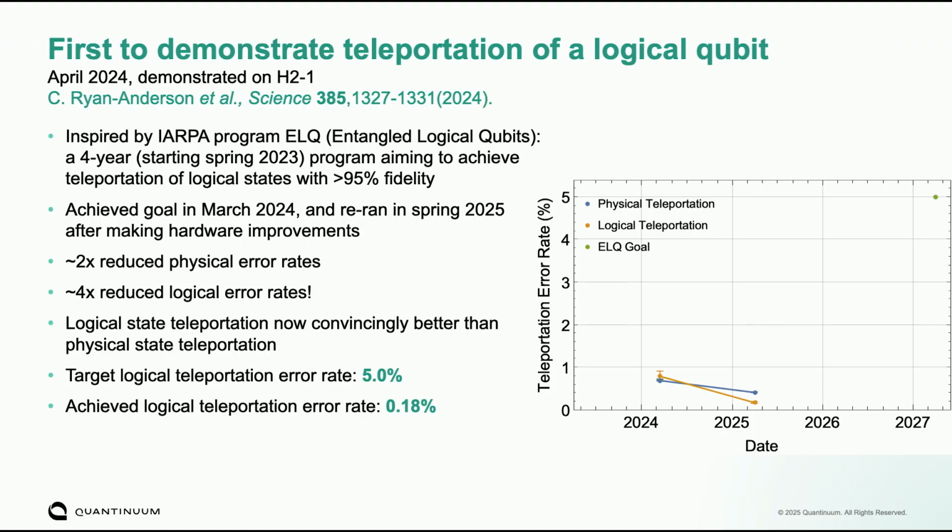And actually, we saw something interesting. We saw that our physical error rates improved by roughly 2 times, but we saw a 4 times improvement in our logical error rates. And additionally now, if you look at that 2025 data point, the orange logical teleportation data is significantly below the physical teleportation error rate. And so now about halfway through the timeline for this program, the target rate was 5%, and we're now at 0.18%.